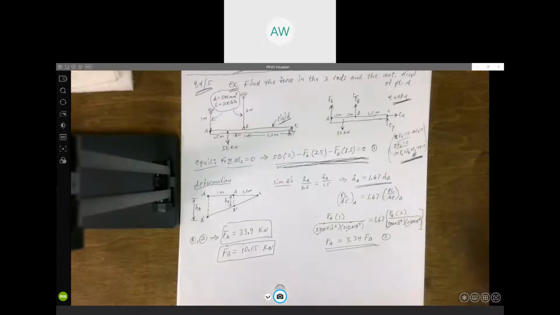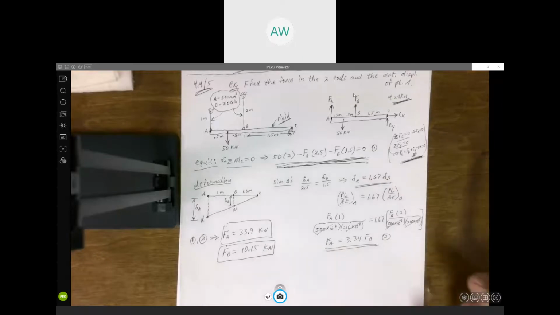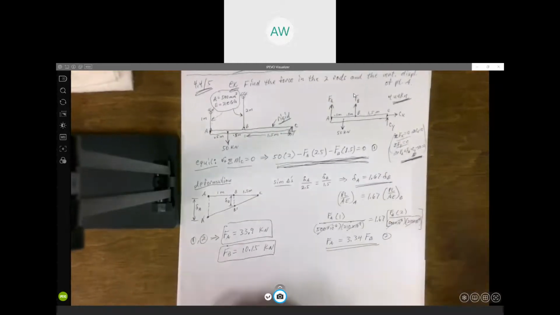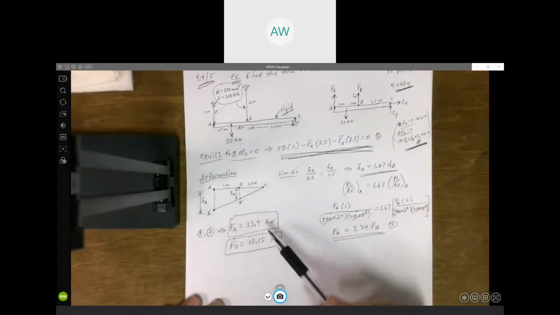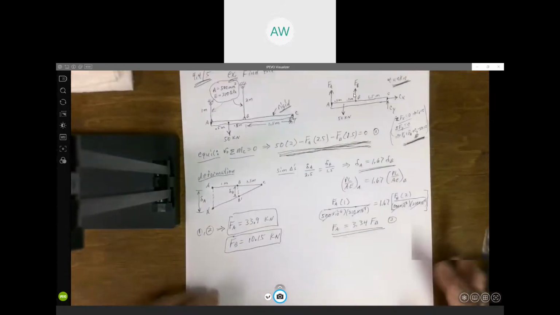We got one more part to this. We still got to find how far A moves down, but before we do that, anybody have any questions about how we were able to find those two forces? All right. Well, now that we know what force A is, all we got to do is plug that in here and get what delta A is.